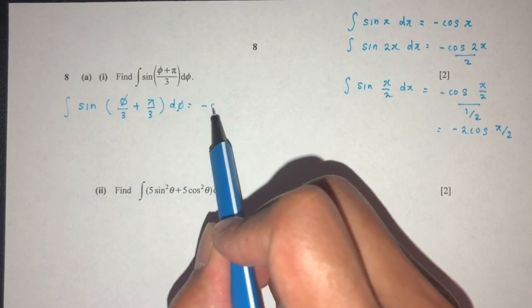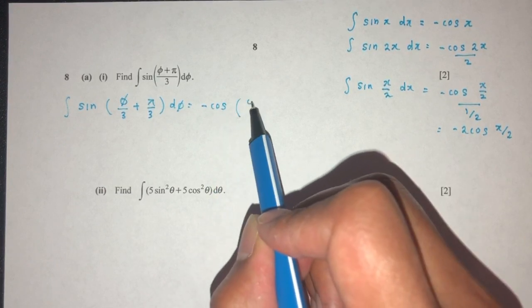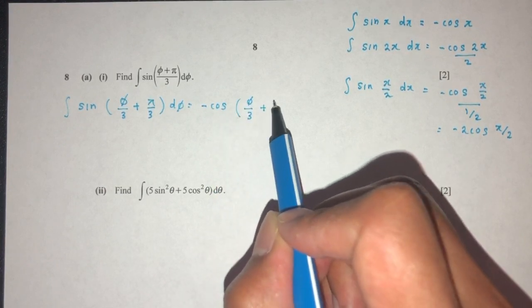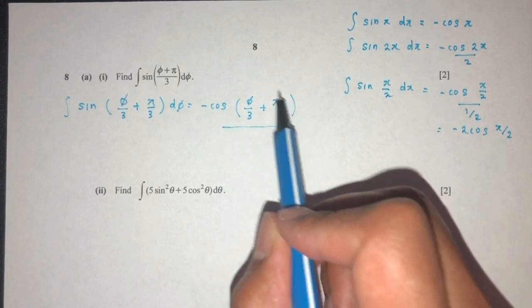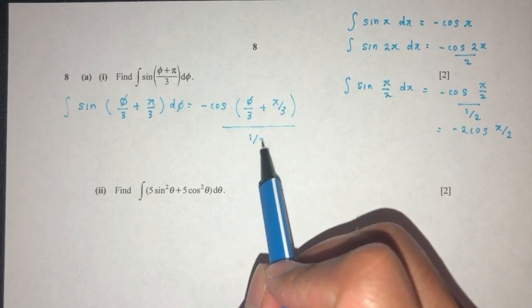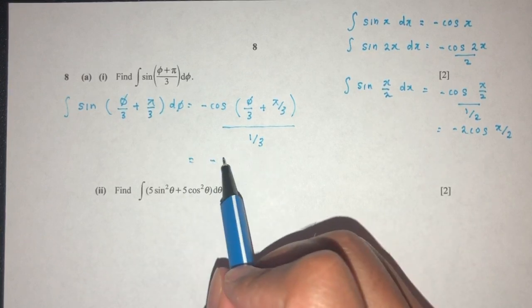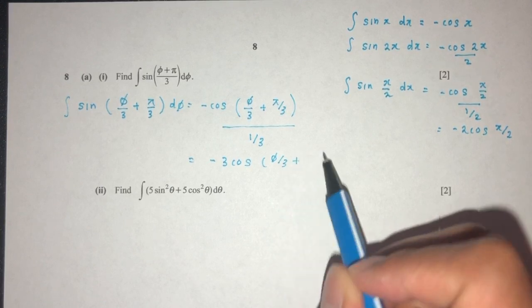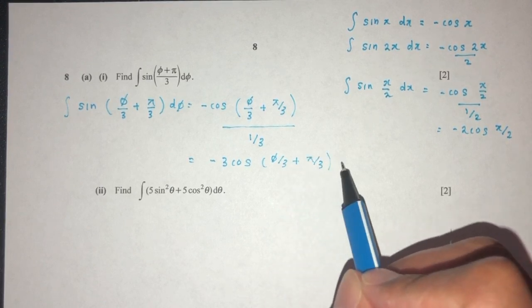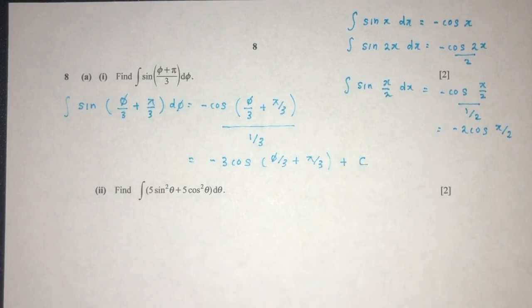That will become minus cos. Now as you can see, the angle is the same, we don't change that. We have to divide by d phi of this one, that will be 1 over 3. So it will become minus 3 cos of phi over 3 plus pi by 3, and of course plus c for the constant of integration. That will be part A of your question.